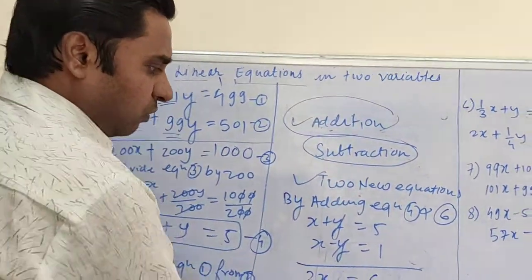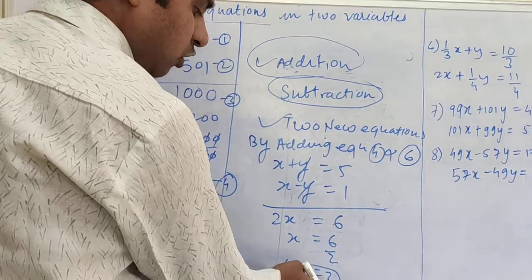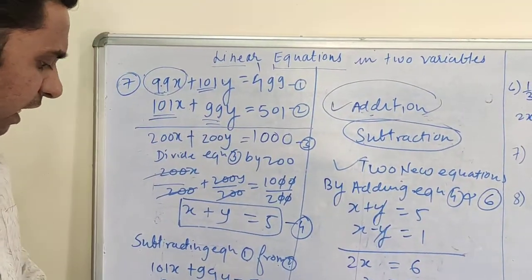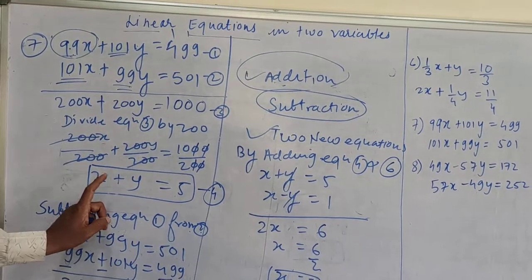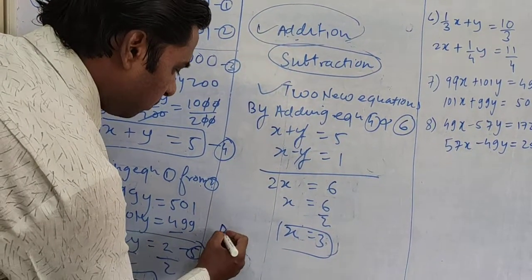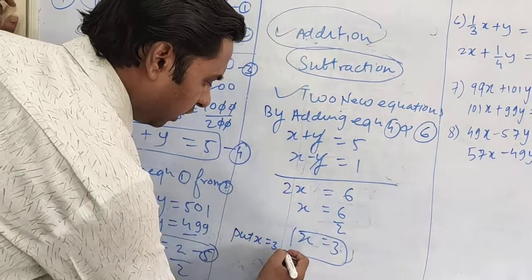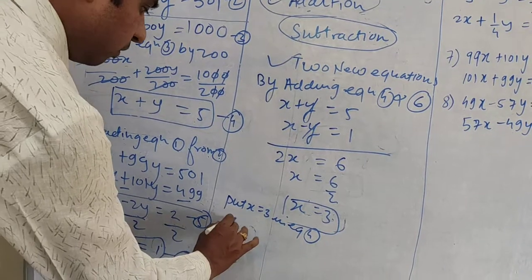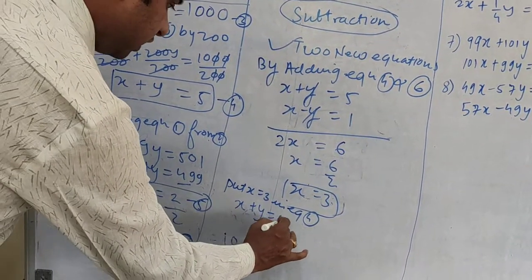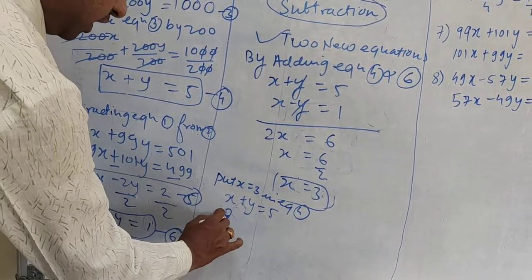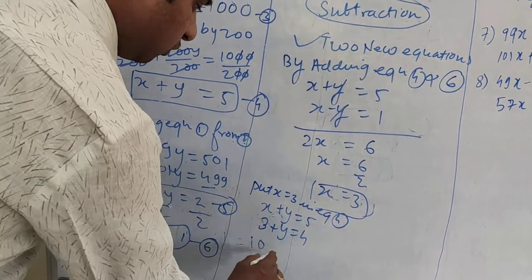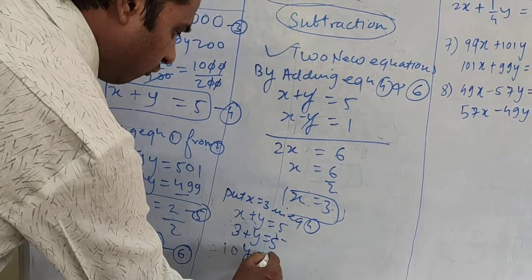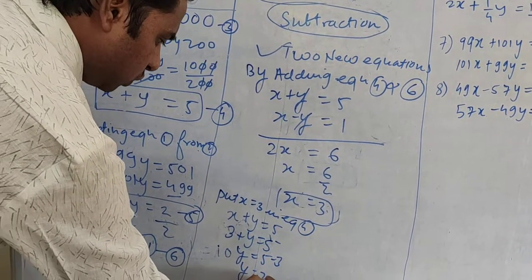Now we can substitute this value of x in any of the equations so that we will have the value of y. Let us put this value of x in equation 4. Put x equals 3 in equation 4. So x plus y equals 5. So it will be 3 plus y equals 5. So y equals 5 minus 3, y equals 2.